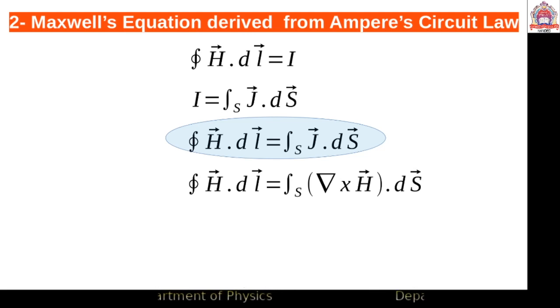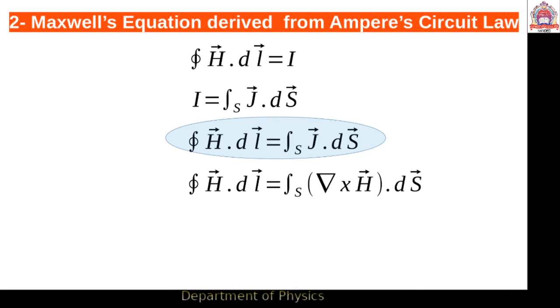This equation, derived on the basis of Ampere's law, stands only for the steady closed current. But for changing electric fields, the current density should be modified. The modified equation is difficult, that's why we take the curl or the divergence of the above equations. So this is the integral form of Maxwell's equation derived from Ampere's circuital law for the static field.